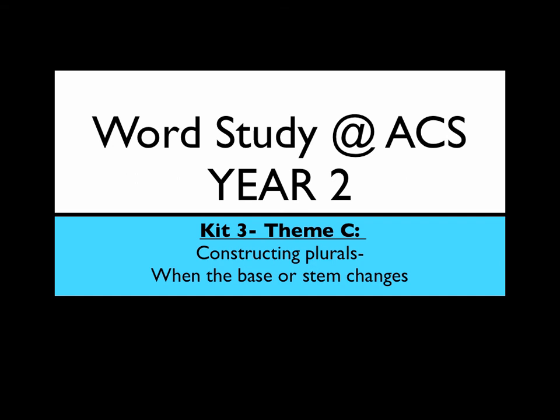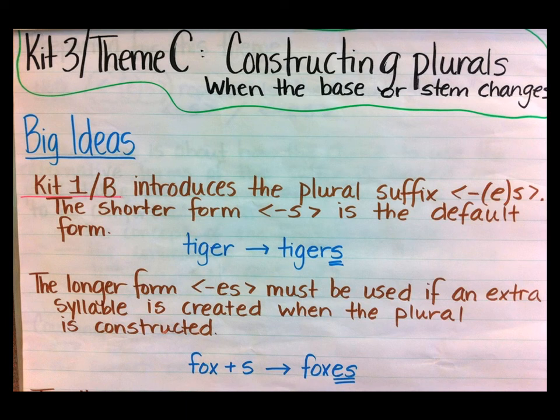This is the word study overview for Kit 3 Theme C. This work is about constructing plurals when the base or stem changes. To begin with, the big idea of this kit is that it adds on to what we learned in an earlier kit, Kit 1 Theme B, where the introduction of the plural suffix e in brackets s, the shorter form of the suffix s, is the default form.